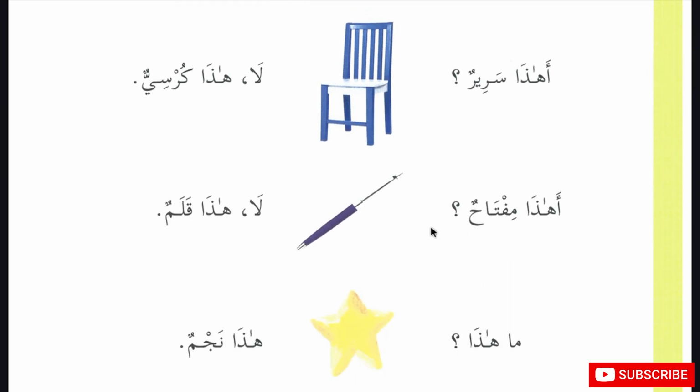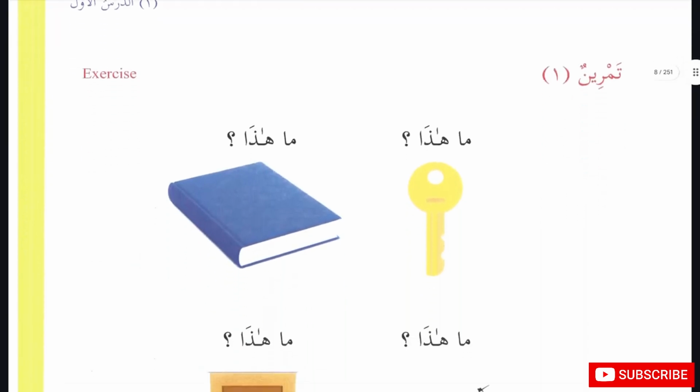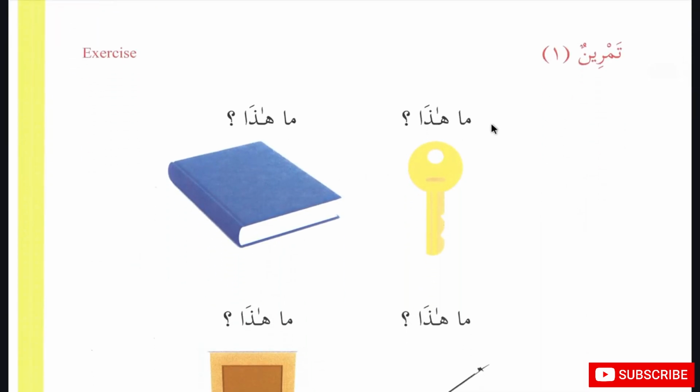Hada miftah. Is this a key? La. Hada qalamun. No, this is a pen. Ma hada. What is this? Hada najmun. This is a star. Ma hada. What is this?